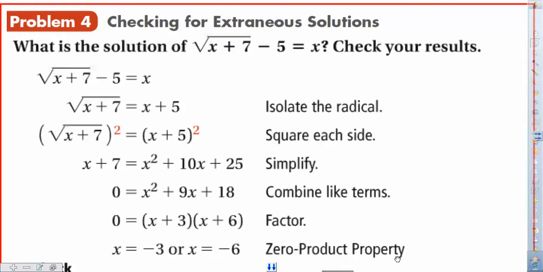Alright, let's finish strong with this problem here. Now, notice the title of problem number 4. Checking for extraneous solutions. Extraneous. What that means is that sometimes when we solve a problem algebraically, because of the algebraic moves that we performed from one side of the equal sign to the other, sometimes that might create a situation for ourselves that presents solutions that actually do not solve the original problem.